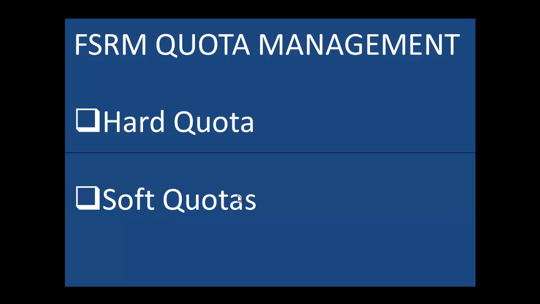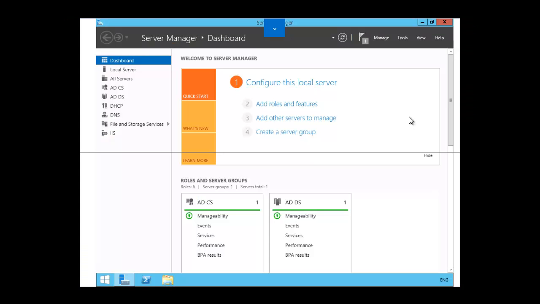If you, however, set a soft quota, what will happen when the user reaches that limit that you had set? What is going to happen is that the user will get a notification. So there's a difference between the hard quota and the soft quota.